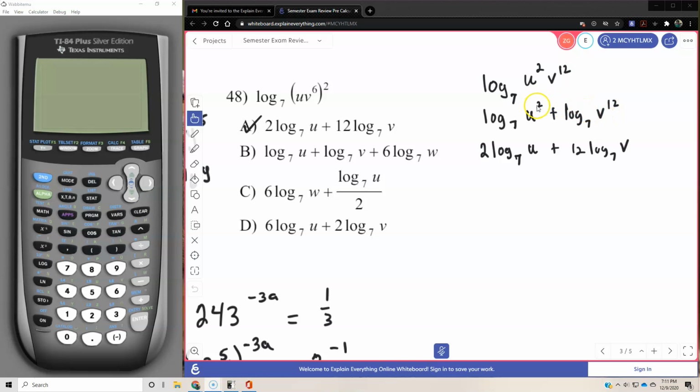And now we can put the powers into the front. You can multiply that times each logarithm. And so your answer is going to be 2 times log base 7 of u plus 12 times log base 7 of v.